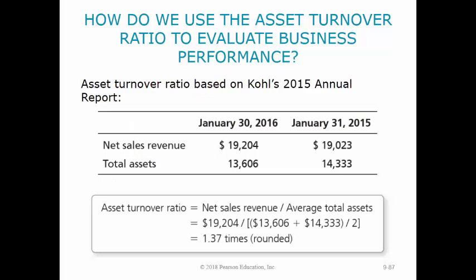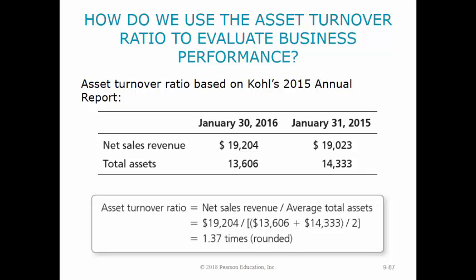Using net sales revenue and total assets in millions from Kohl's Corporation's 2015 annual report, we can calculate the asset turnover ratio. Suppose that the asset turnover ratio for the industry is 1.9 times. Kohl's asset turnover ratio of 1.37 times is significantly lower than the industry average. This tells us that Kohl's is only producing $1.37 of net sales revenue for each dollar of assets invested, while the average company in this industry is producing $1.90 in net sales revenue for every dollar invested in assets.